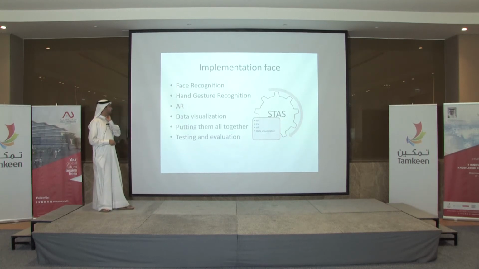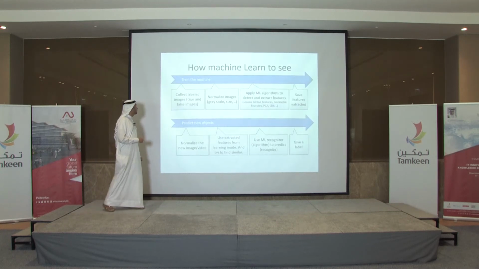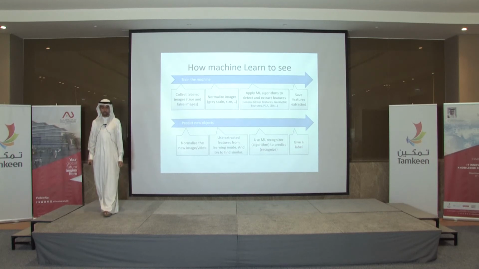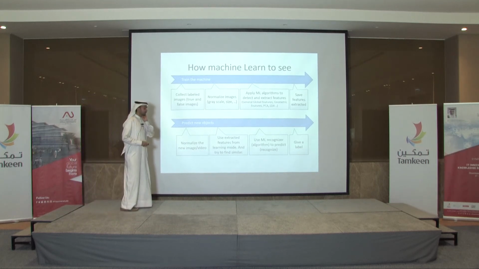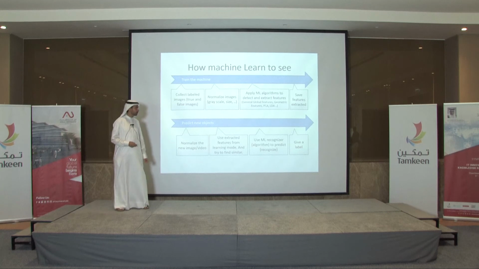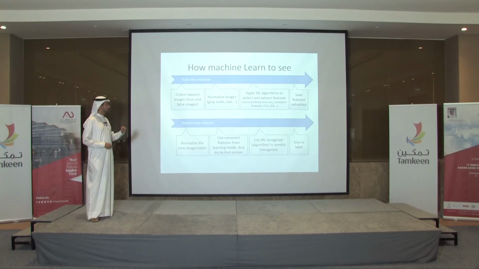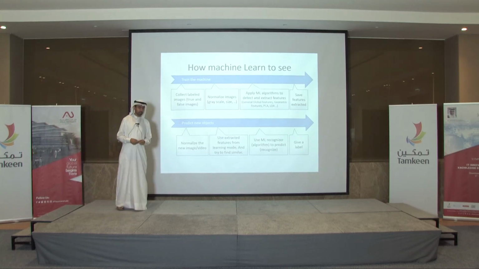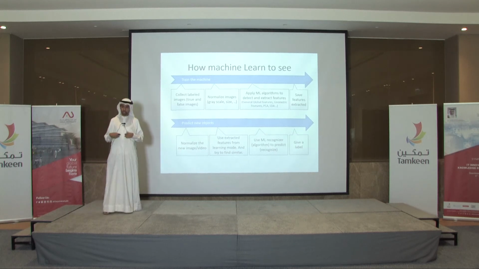In the implementation phase, I'll talk just about face recognition because there is no time. First, we have to train the machine: collecting data, collecting images of students, then normalizing the images. After that, we apply machine learning algorithms so that we can extract the features of each student and save them. Then in predict mode, we can use the extracted features to recognize new students.